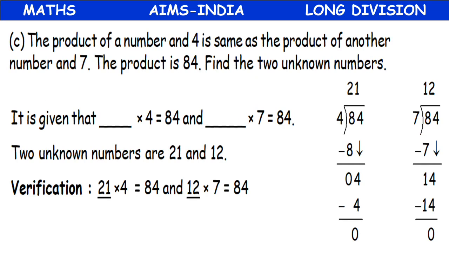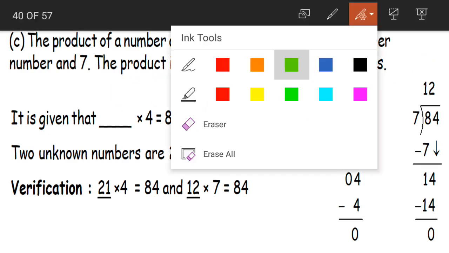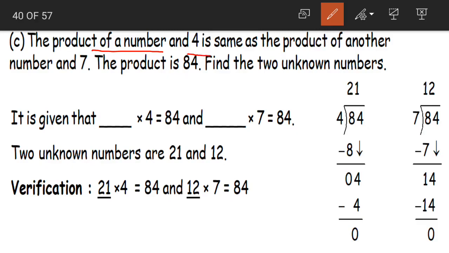Again, question number C. The product of a number and 4 is the same as the product of another number and 7. The product is 84. Find the two unknown numbers. What are they saying? The product of one number and 4, that is dash into 4, is the same as the product of another number and 7, that means dash into 7. And what is that product? 84. Okay, so dash into 4 is equal to 84 and dash into 7 is also equal to 84.